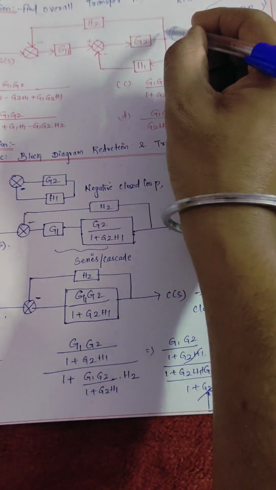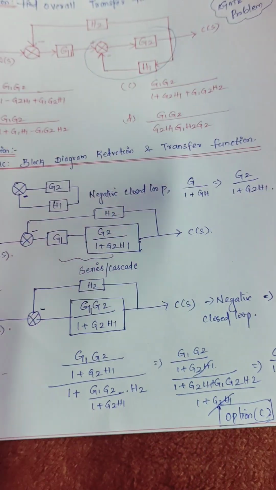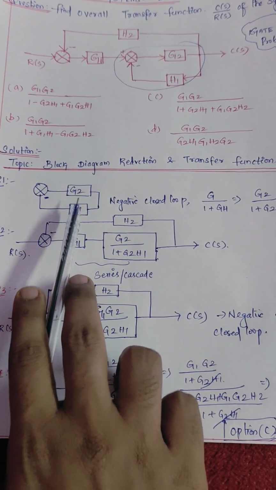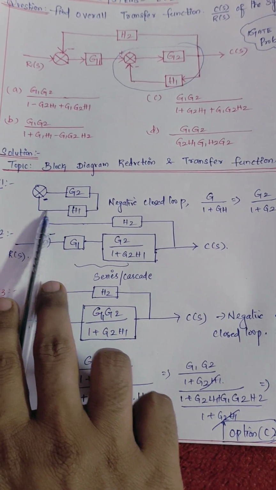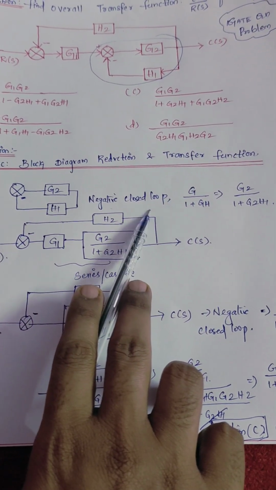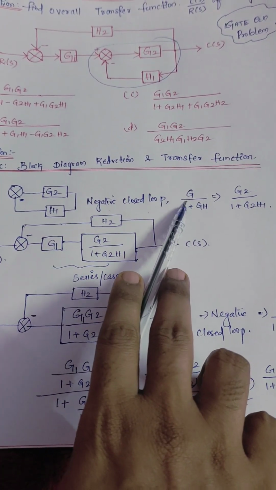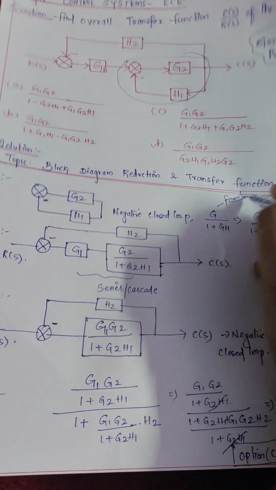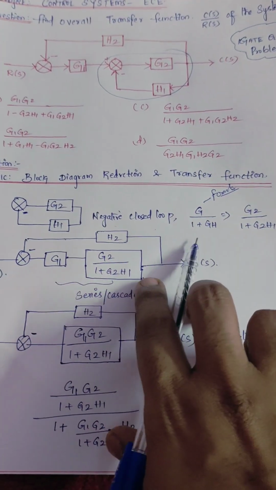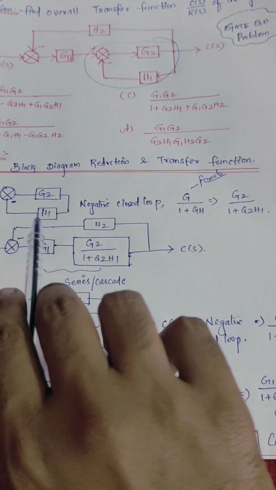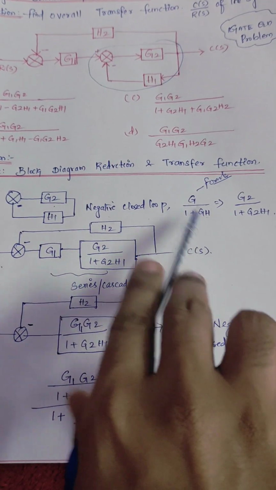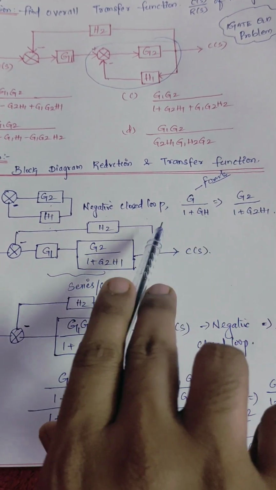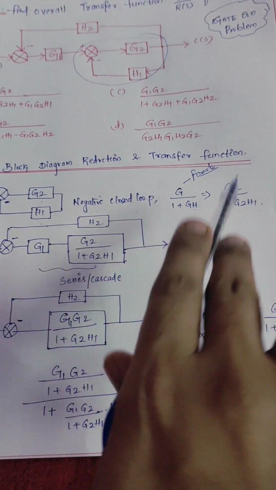Take this part alone. So I mention here G2 and H1, with the summer negative. For a negative closed loop, we have the formula G divided by 1 plus G into H. Instead of G, I have G2, and instead of H, I have H1. So replacing here, we get G2 divided by 1 plus G2 into H1.